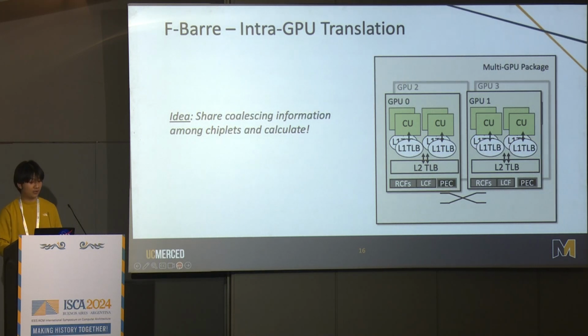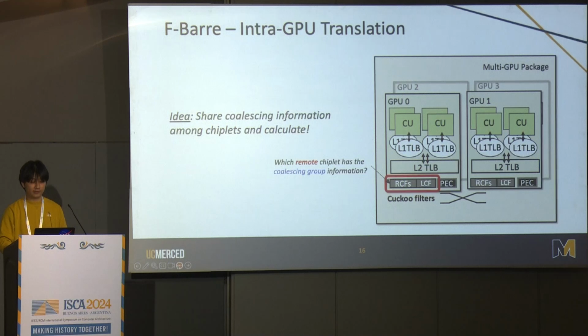The idea is to share the coalescing information among GPU chiplets. Here, we integrate 1 PC logic and 2 cuckoo filters per GPU chiplet. One is called the remote coalescing filter, which is used to tell which remote GPU chiplet may contain the coalescing group that contains the requested translation. The other is called the local coalescing filter, which is used to predict whether the local GPU contains the coalescing information that a remote GPU asks for, to avoid exhaustive search.